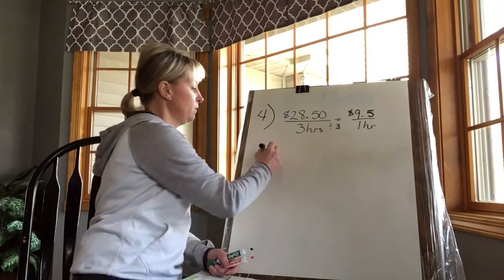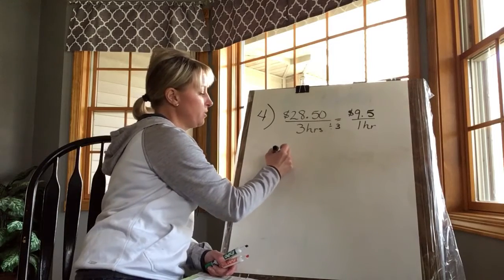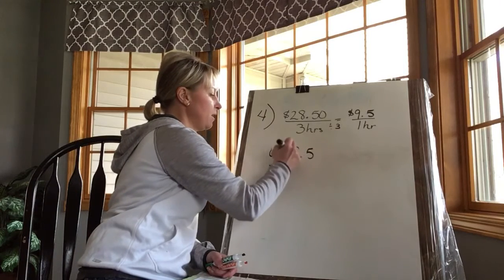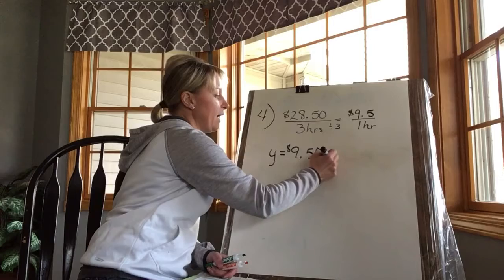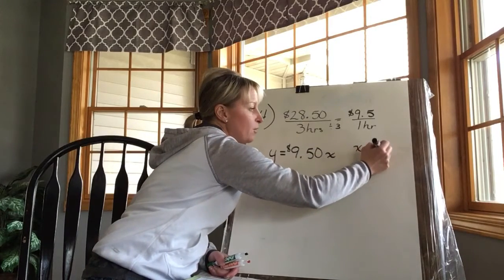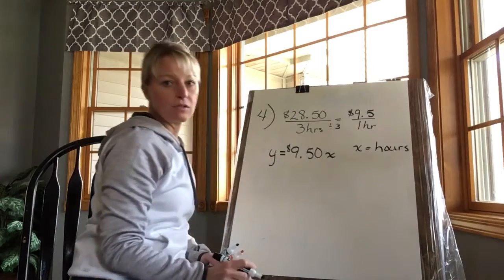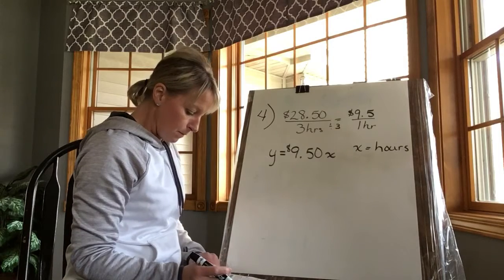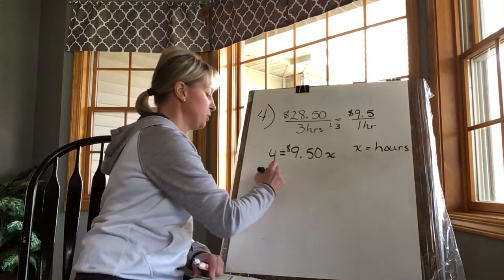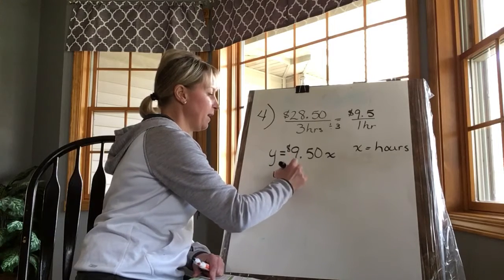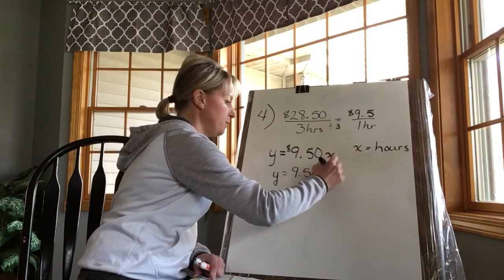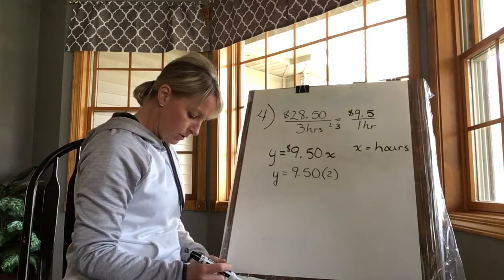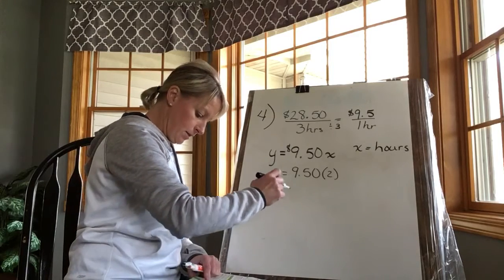So now to write the equation, which we have been doing, and I'm just going to use y because we're used to using y. Y equals $9.50 times x. X equals my number of hours. So then they asked us to find out in 2 hours how much would she make. So I just fill in my equation, $9.50 times 2 is $19.